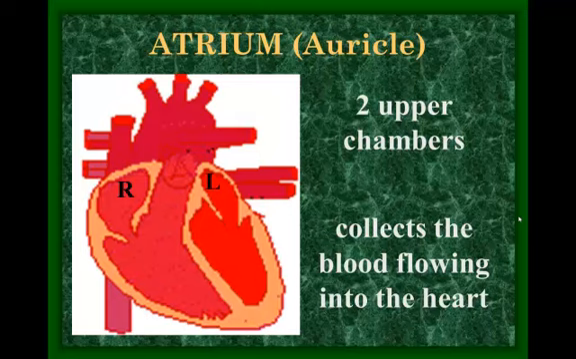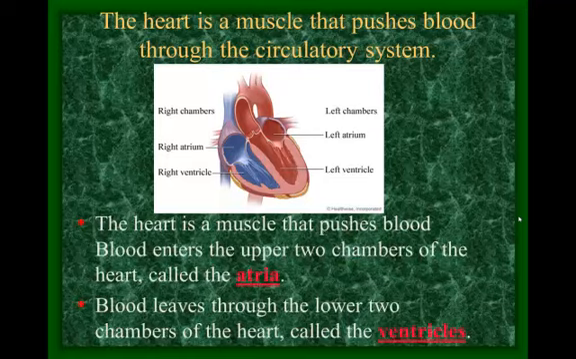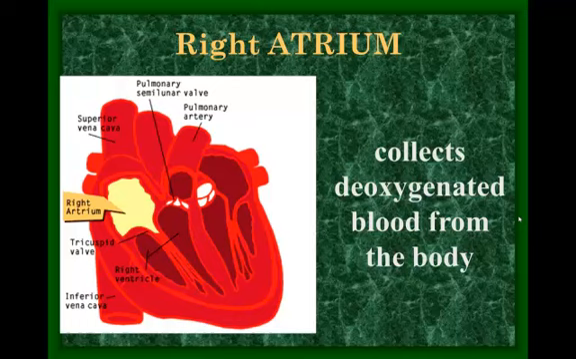They're collecting blood, and the key is what type of blood are they collecting. So the main organ of our circulatory system is the heart, and it is that muscle that is pushing blood through the entire circulatory system. So this heart has a big job to do. The heart is a muscle. It pushes blood. Blood enters the upper 2 chambers called atria plural, atrium singular, and then it's going to go from an atrium into a ventricle, because blood's going to leave through the lower 2 chambers of the heart called ventricles, because the ventricles are the pumps.